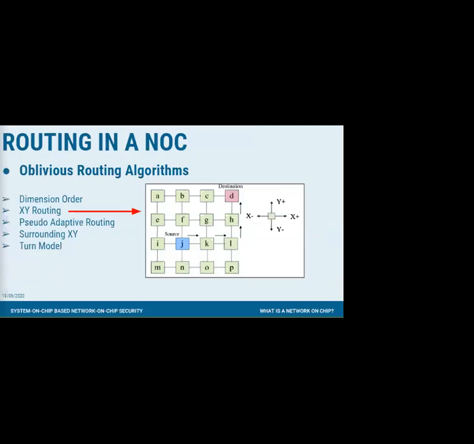if we consider a network on chip in an electrical NoC, if the message is going from J to D, it has to pass through several nodes. If the destination is D and the source is J, it has to go through K, L, and H to reach D. But in a wireless network on chip, instead of having multiple hops from source to destination, there's a single hop. So with a single hop, it can go from J to D.